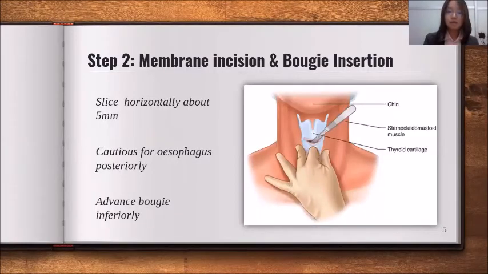By using a scalpel, you have to slice horizontally about 5 mm to puncture the cricothyroid membrane. Do consider the esophagus, which is located posteriorly to the larynx. The next thing to do will be to introduce a gum elastic Bougie into the incision, which requires great caution. Remember that the gum elastic Bougie must be advanced inferiorly into the trachea to avoid injuring the vocal cords superiorly. It is important to understand why we should insert a Bougie.